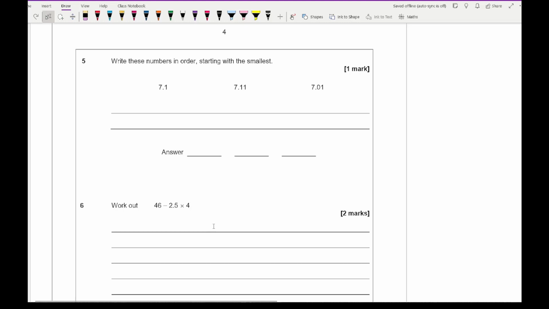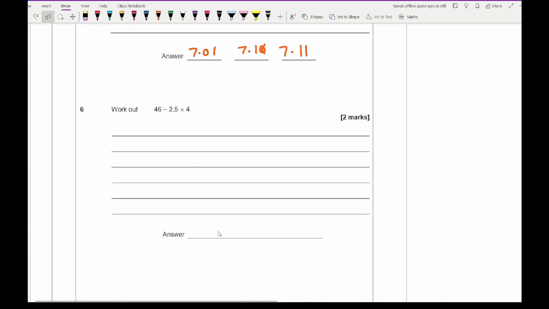Moving on to question 5, it says write these numbers in order starting with the smallest. So when you are ordering decimals, you want to make sure you've got the same number of digits after the decimal point. So here I've got 7.10, 7.11 and 7.01. So then treat these numbers as if the decimal point wasn't even there. So we've got 701, 710, 711. So here we've got 7.01, 7.10 and 7.11. And again, if you didn't include the 0 on that one, that would be absolutely fine, but they would still be in correct order.